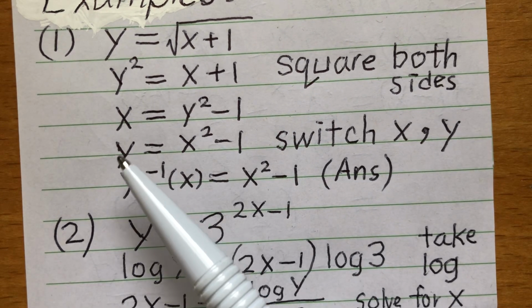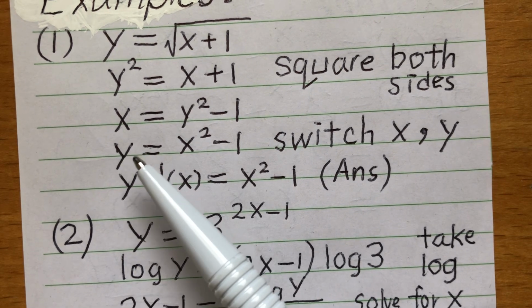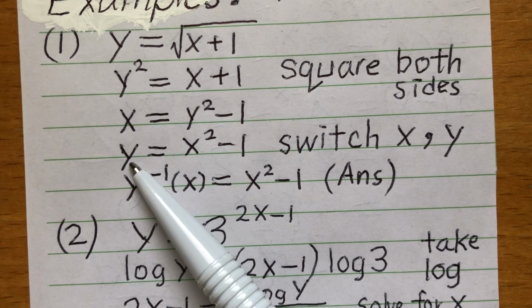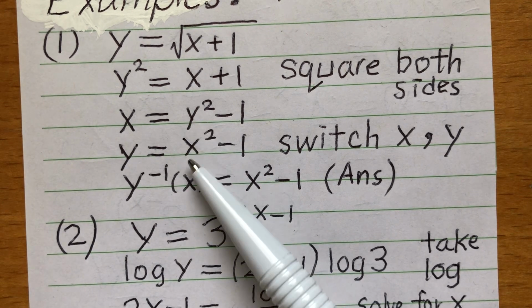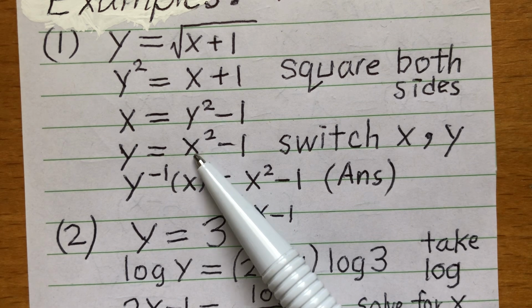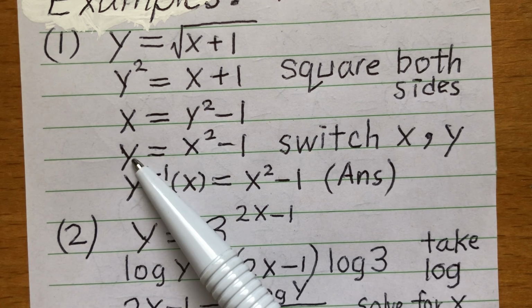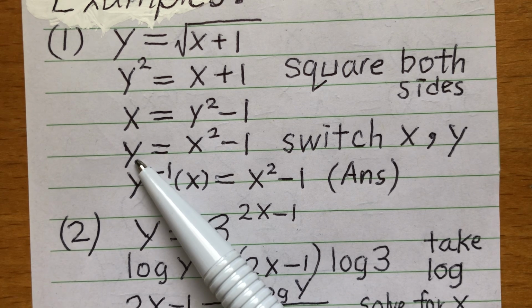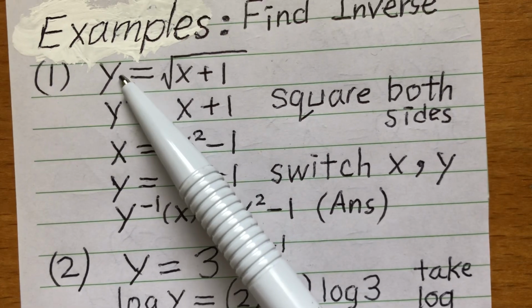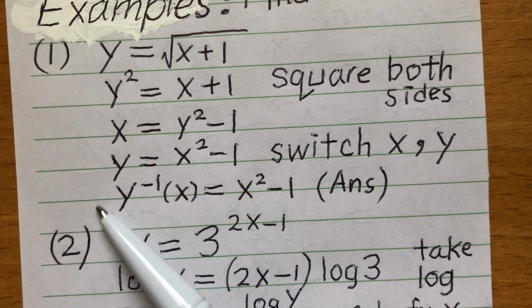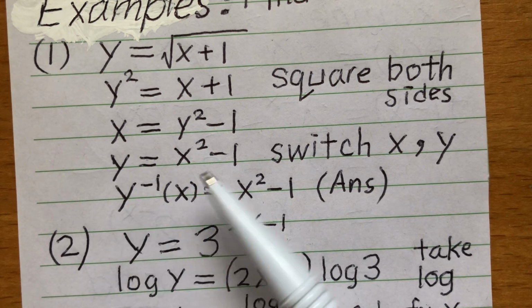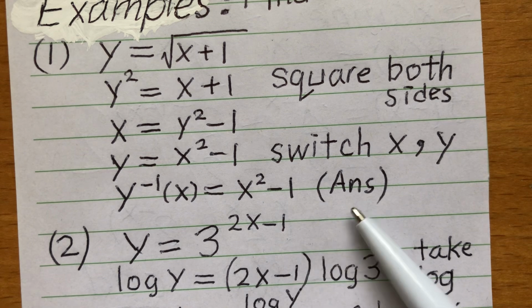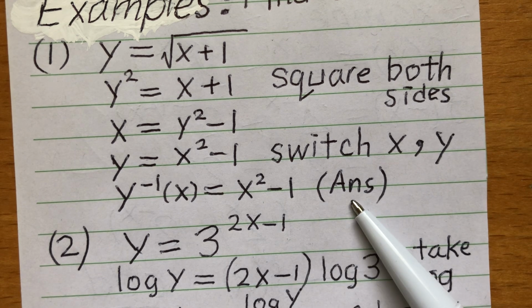Then, just like the other example, change x to y, change y to x. And then this y is what we want. It's the inverse of the given function y. So we write this label. The inverse is x squared minus 1. And this is our answer.